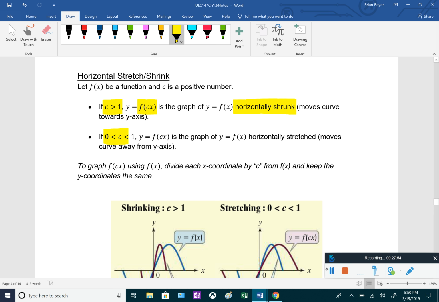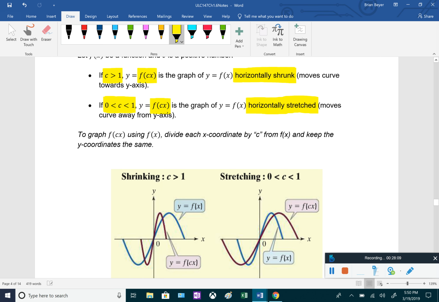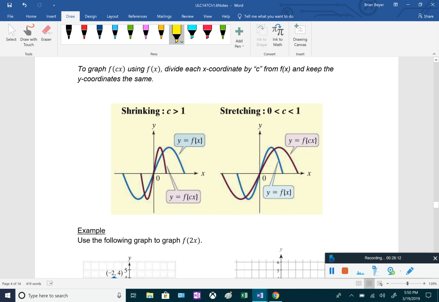And then when c is between 0 and 1, f of c of x is going to be the graph of f of x horizontally stretched. Horizontally stretched means it's moving away from the y-axis. So the way that we do this is if we're graphing f of c times x using f of x, we're going to divide each x coordinate from the original f of x by c and keep the y coordinates the same. So for vertical stretching and shrinking, we multiplied the y coordinates by c. For horizontal stretching or shrinking, we divide the x coordinates by c.